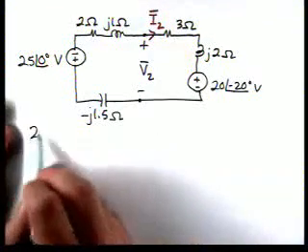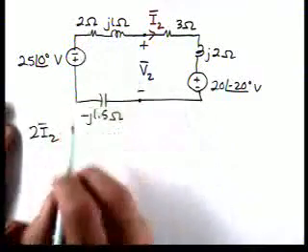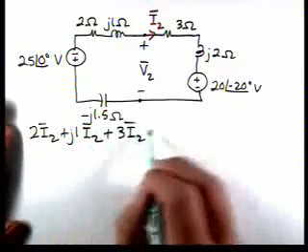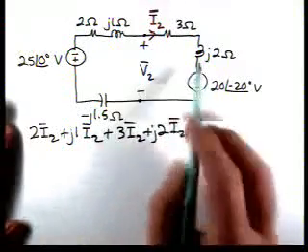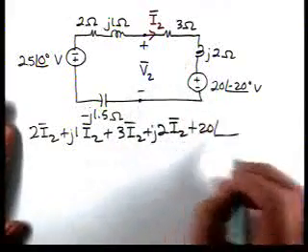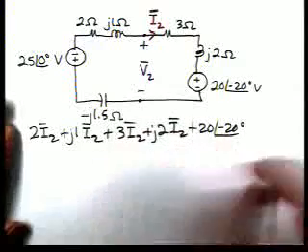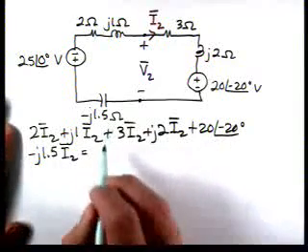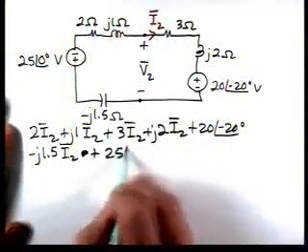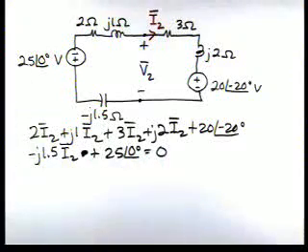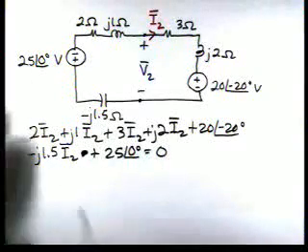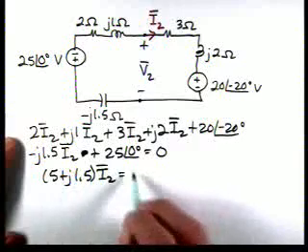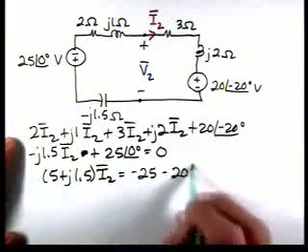So if we go in, we'll have 2I2 drop here plus J1I2 plus 3I2 plus J2I2, which is a drop here, plus 20 at an angle of minus 20. Coming back around, we have minus J1.5 times I2 plus 25 at an angle of 0 equals 0. So that's just KVL. So we have 5 plus J1.5 times I2, minus 25, minus 20 at an angle of minus 20.